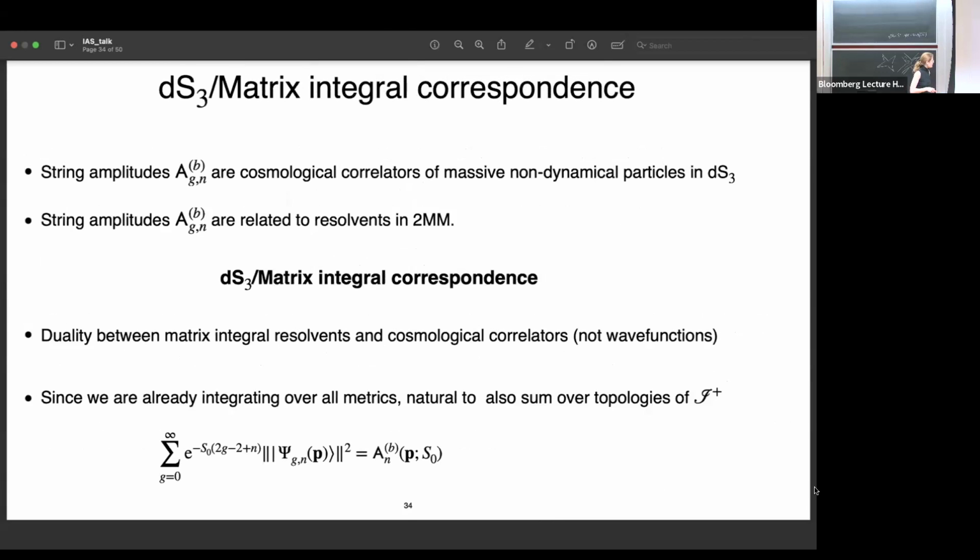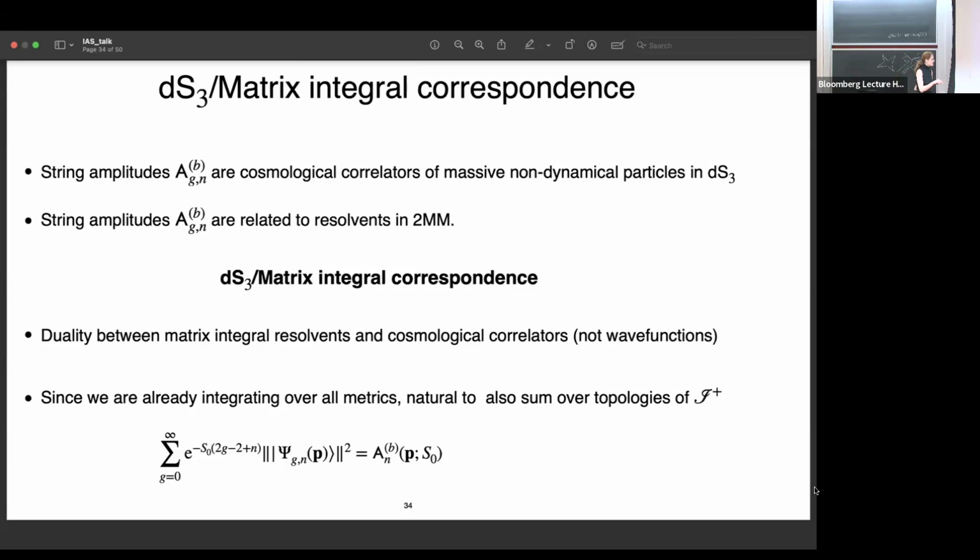I don't know if people have strong opinions or not on this equation here. This is just to say that in the previous slide, I showed you that we're integrating over all the matrices on the sphere plus. So it's more the question of whether, once we integrate over all the matrices, we should also sum over all the topologies. Should we include all of the topologies of the sphere plus as well? So should we actually really look at this equation over here?